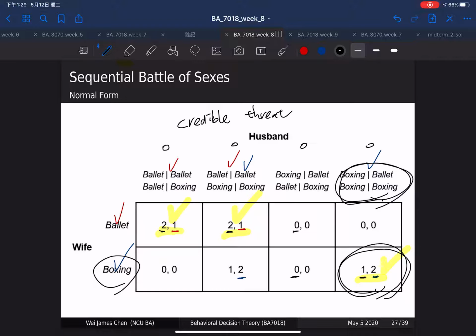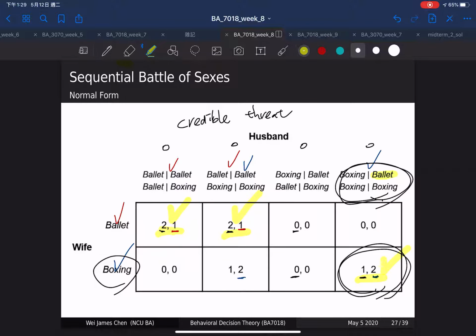The reason why it is non-credible is because if the wife actually chooses ballet first, then the husband's best response is to choose ballet, right?